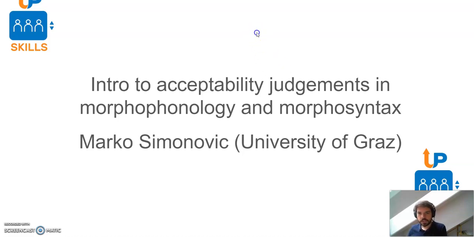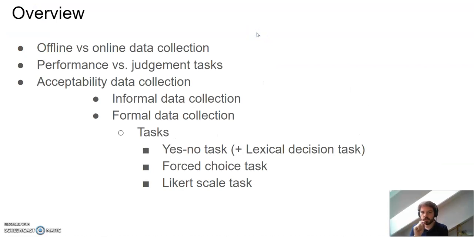So the first classification that we'll look at is the one between online and offline data collection. And that has nothing to do with the internet, as will become clear in a second. Then we will discuss the distinction between performance and judgment tasks. And then we'll focus on acceptability data collection, and there look at the difference between informal and formal data collection, in order to prepare the ground for looking at some specific tasks that you can use for your data collection in your studies that you will design yourself. So what comes afterwards is something that we'll cover in the next presentation, so the specific tasks.